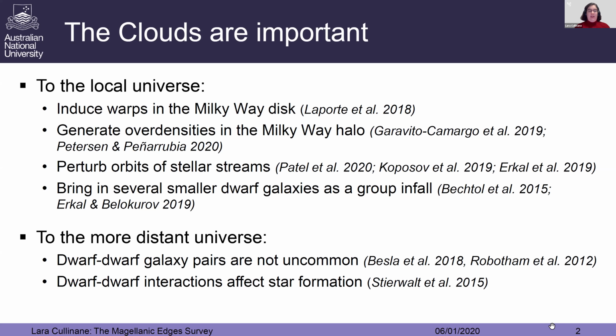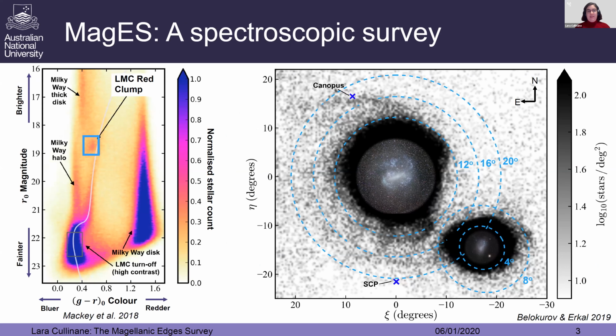So that's why we care about studying the clouds, and MAGES is the tool that we're using to do that. MAGES is a spectroscopic survey of red clump and red giant branch stars across the Magellanic Periphery. We focus on stars in the outskirts, as they're only relatively weakly bound, and therefore more susceptible to perturbation, which makes them great tracers of interaction.